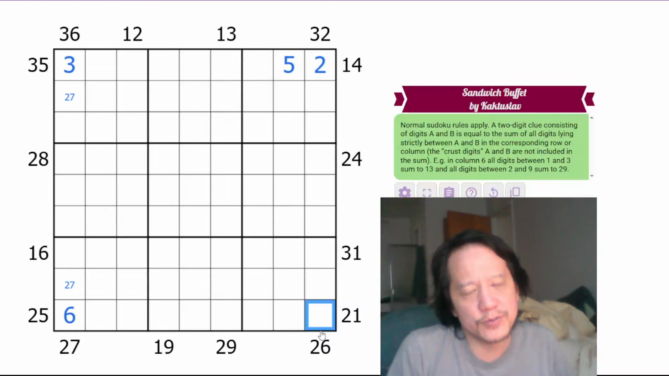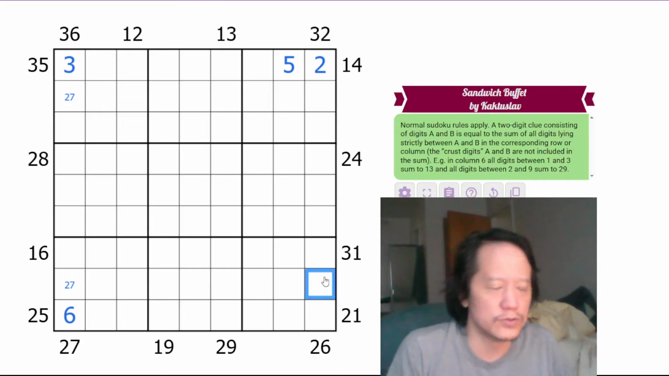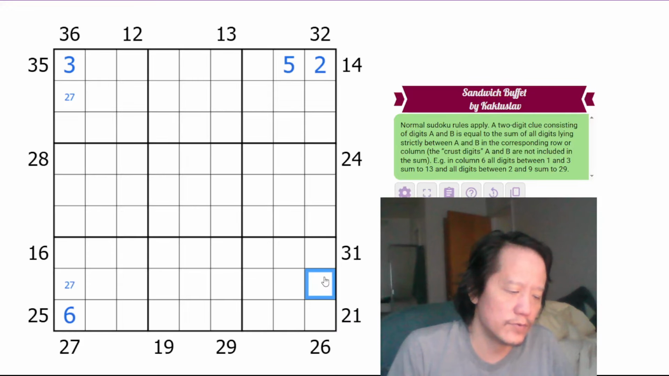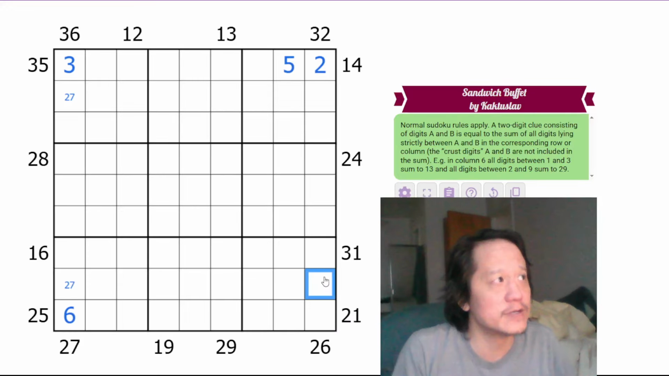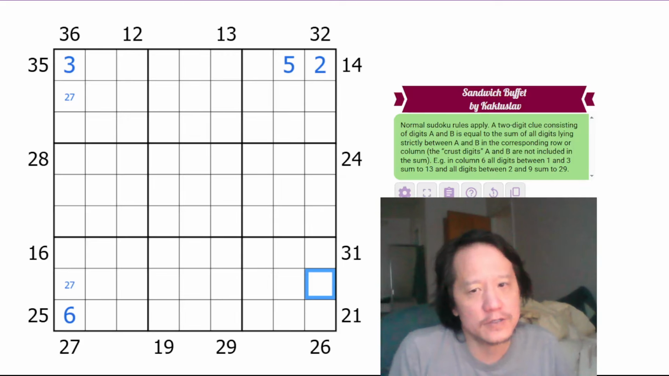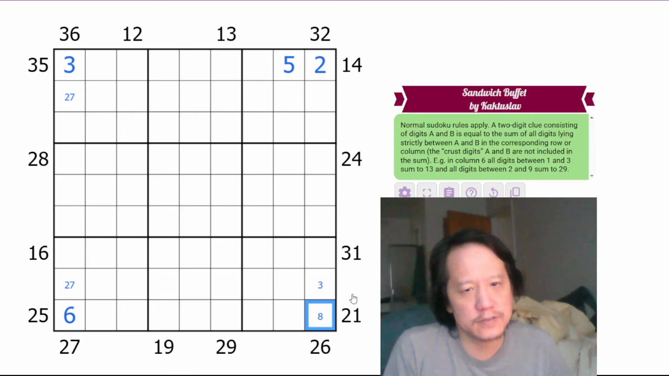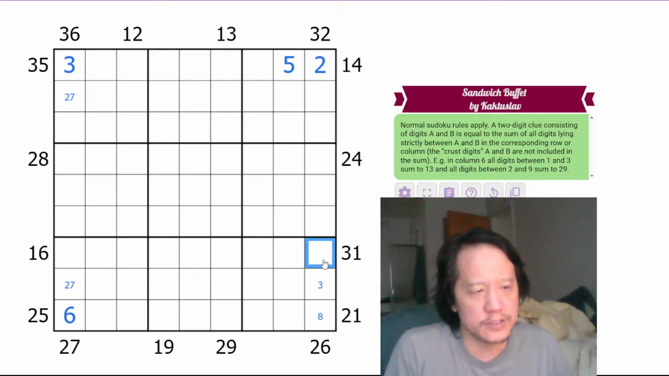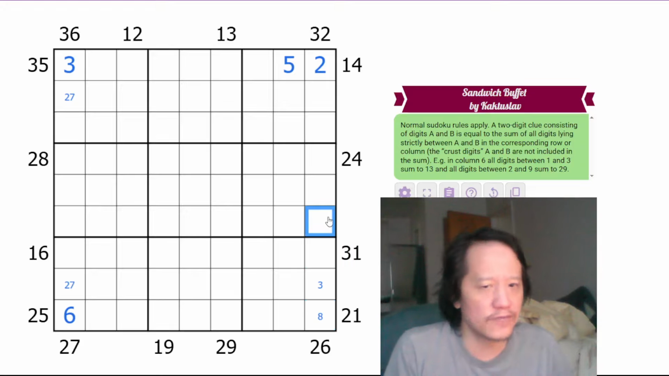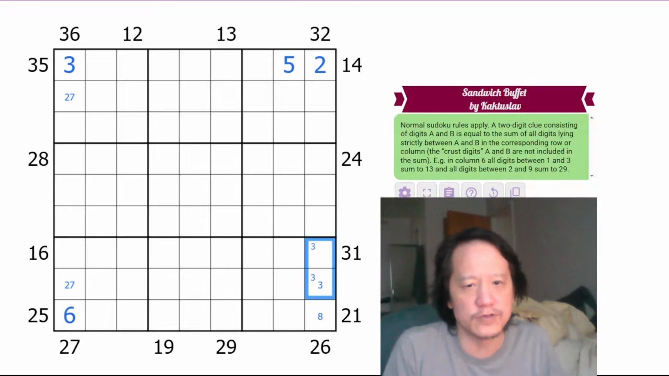So we know 3 cannot be here. 3 could be here. So 3, 2 is 5. 45 minus 5 is, so this could be 3 and 8. Or 3 is here. You cannot have 3 here. So 3 has to be one of these 2 digits here.